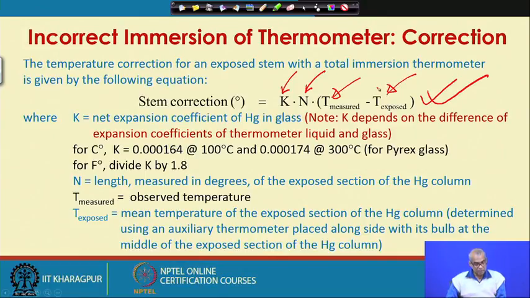So, please note that T measured is the observed temperature or indicated temperature by the thermometer, and T exposed is the mean temperature of the exposed section of the mercury column, which you can determine using an auxiliary thermometer placed alongside with its bulb at the middle of the exposed section of the mercury column. So, you have to place the bulb of the auxiliary thermometer at the middle of the exposed section of the mercury column.